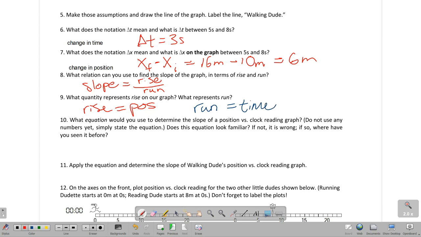Okay, so what equation would you use to determine the slope of a position versus clock reading graph? Do not use any numbers yet, simply state the equation. Does this equation look familiar? If not, it is wrong.